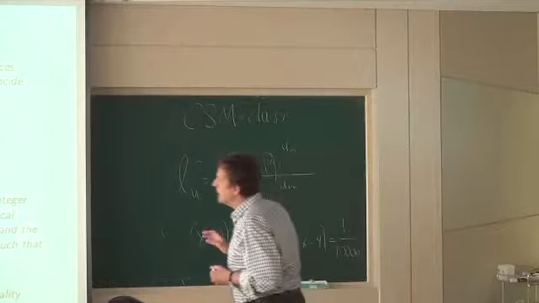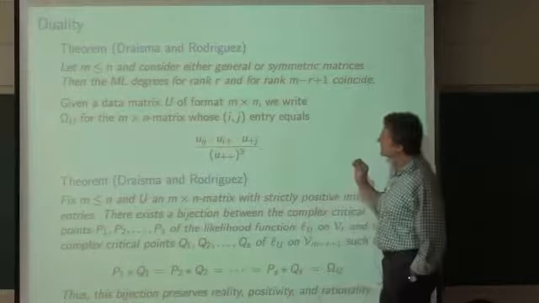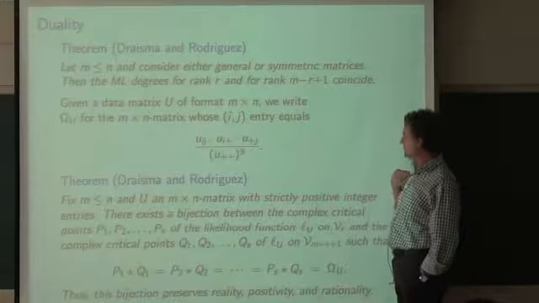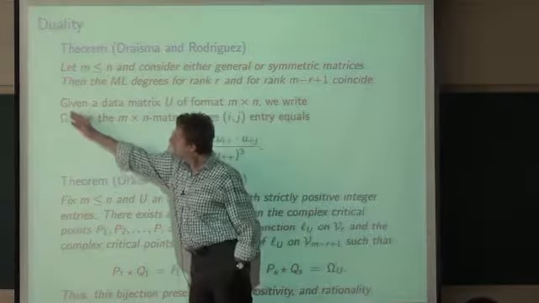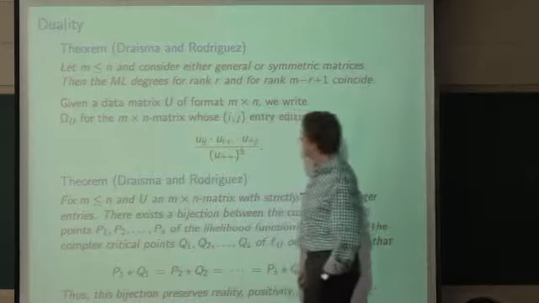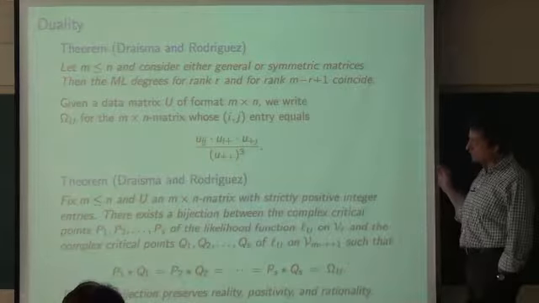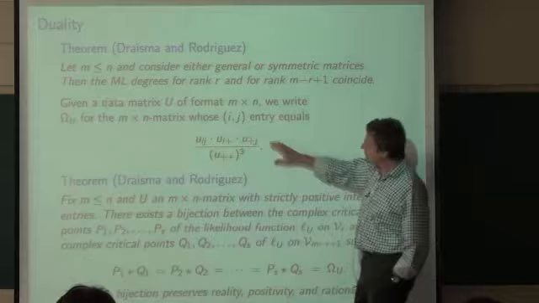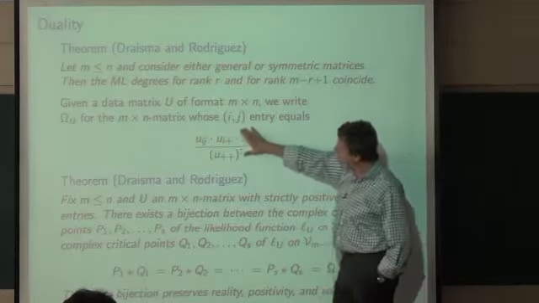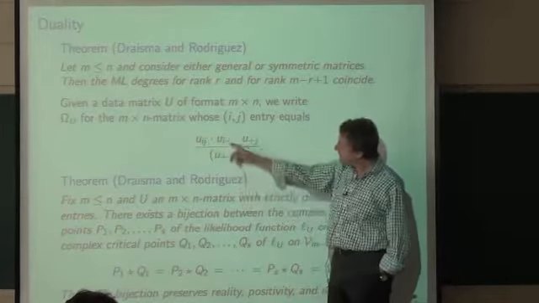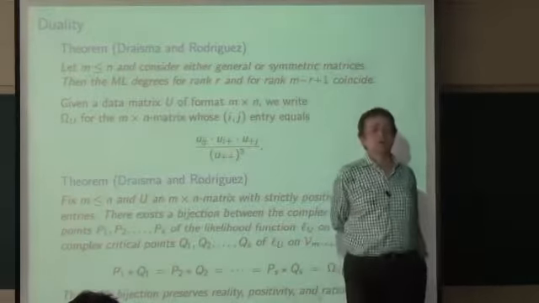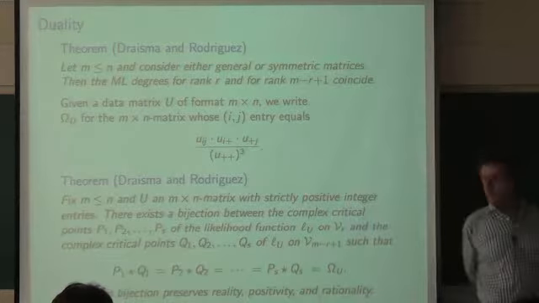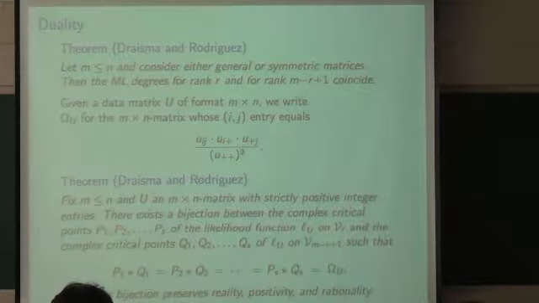Now let's sharpen this. Let's make this a little bit more precise. Suppose we have a strictly positive data matrix. Let me write omega u. Think about this as a dualizing matrix. This dualizing matrix is also an m by n matrix, and the entry in row i and column j is this expression: u_ij times u_i+ times u_+j divided by the cube of the sample size. Okay? Then we have the following theorem.